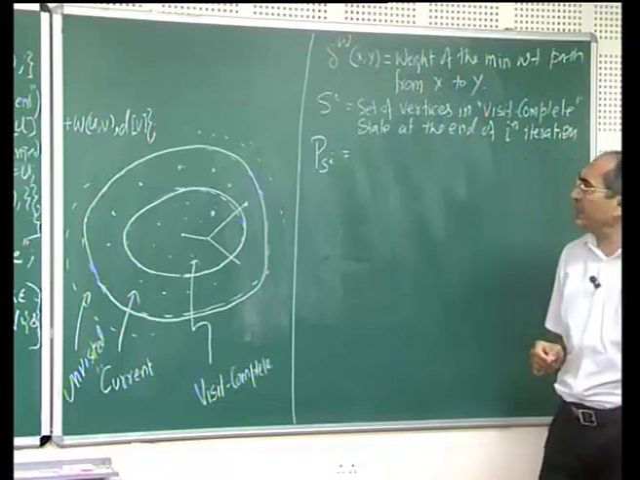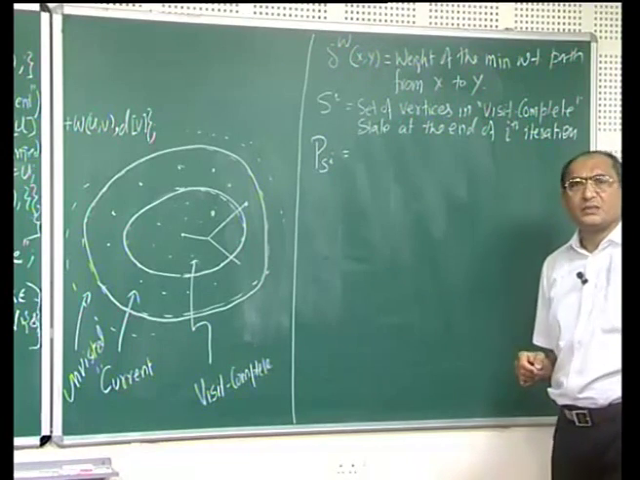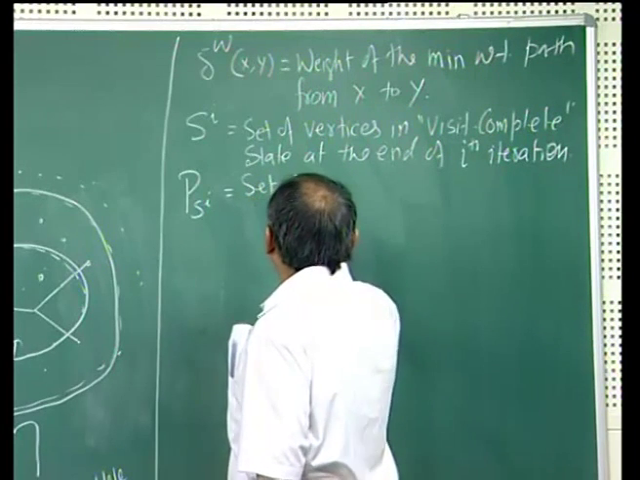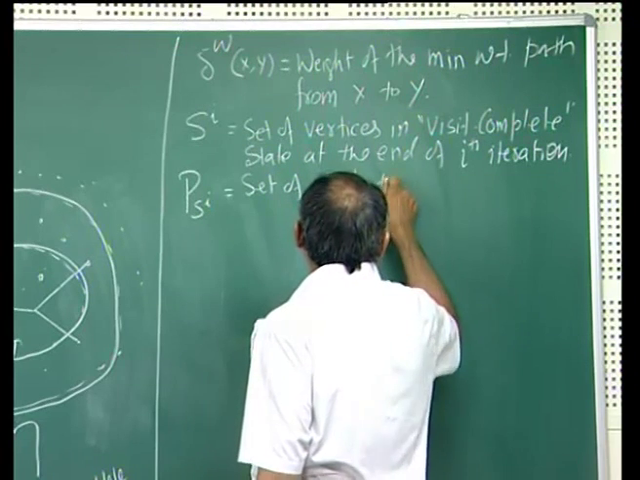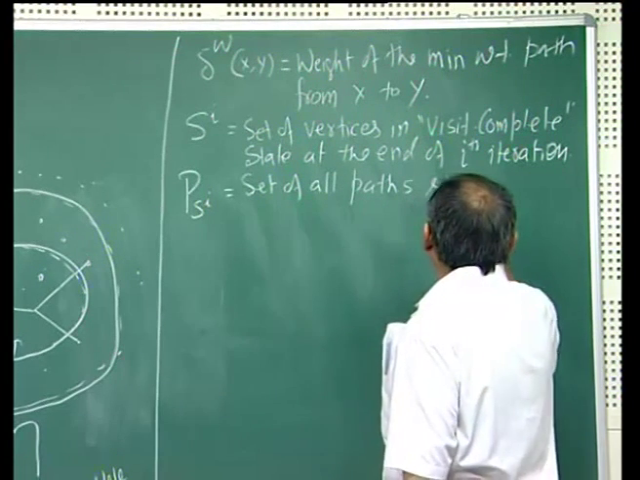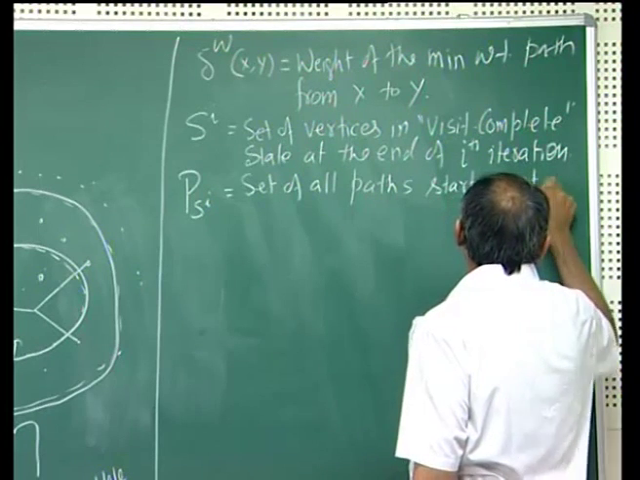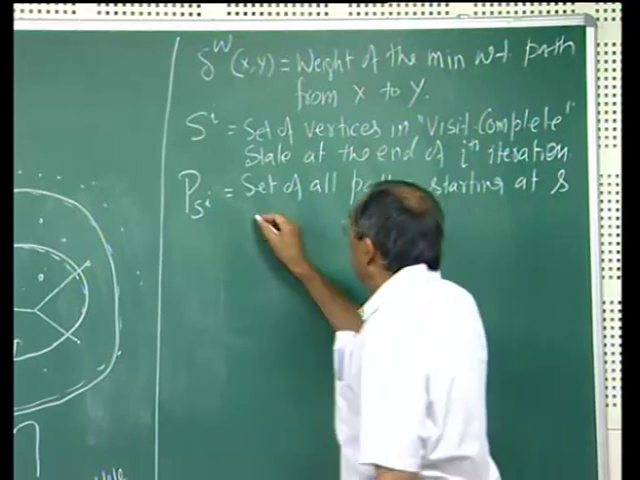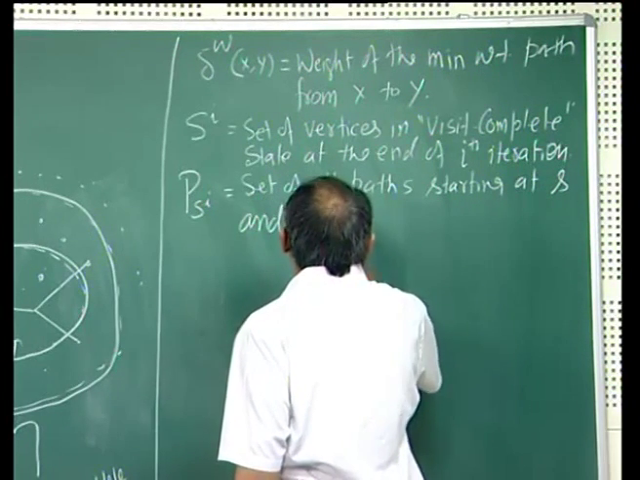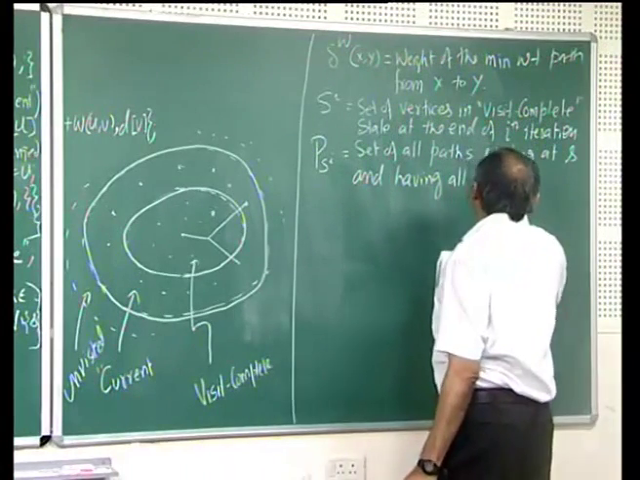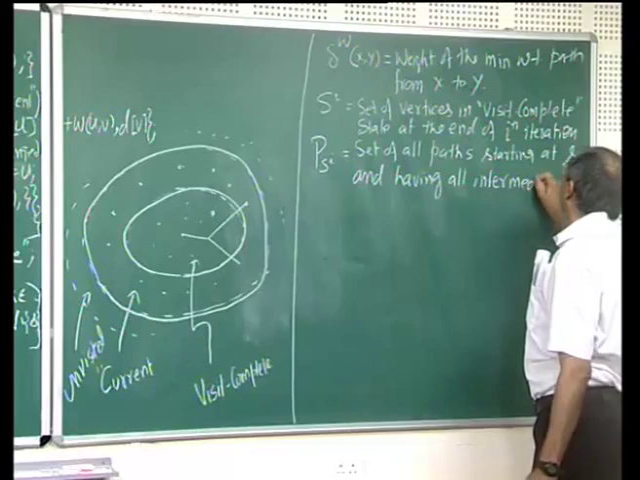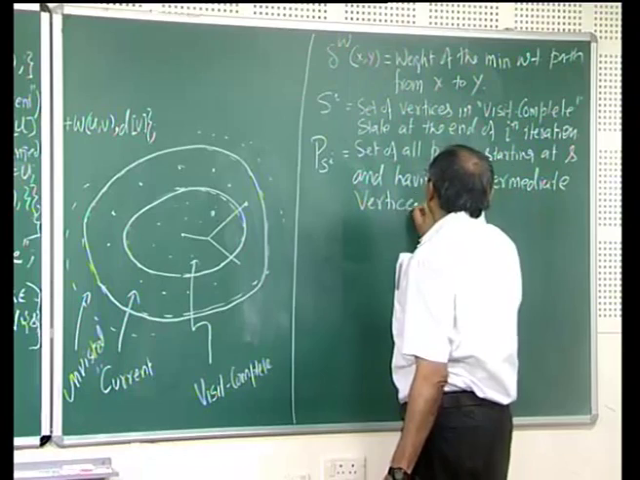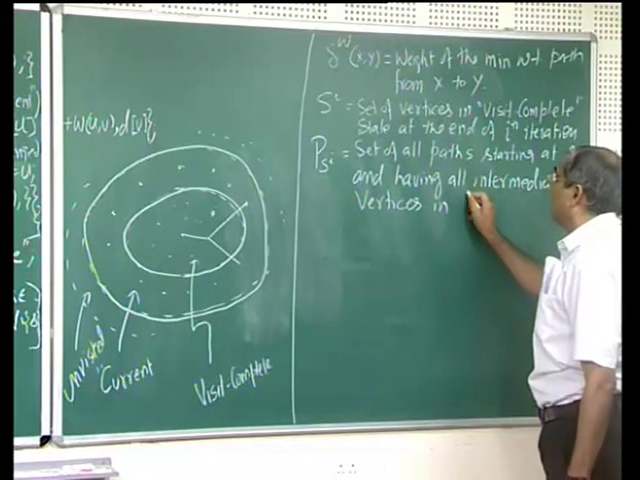I will denote by P subscript Si the set of all paths. This is the set of all paths starting at s and having all intermediate vertices in Si.